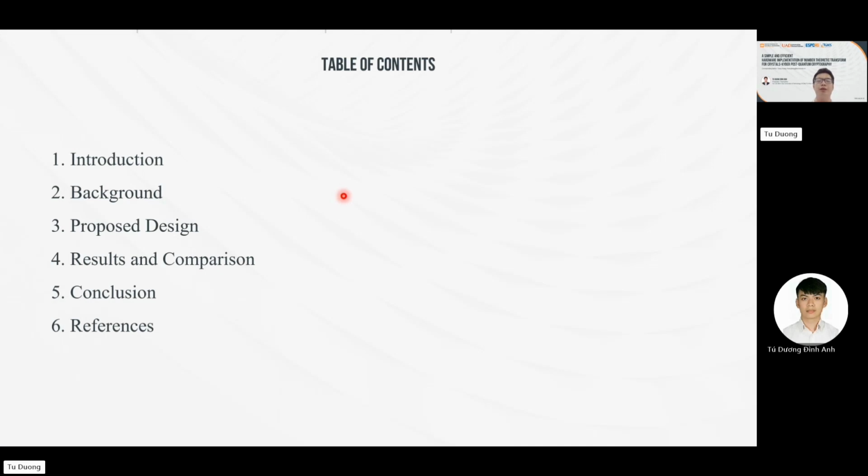So here is our table of contents. We will go into the introduction, the background, the proposed design, the results and comparison to the previous work, the conclusion, and the references.